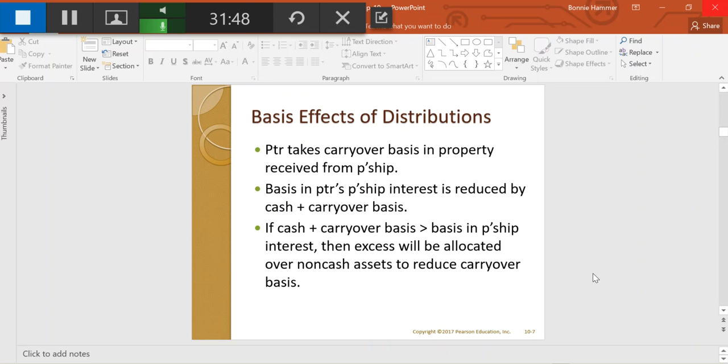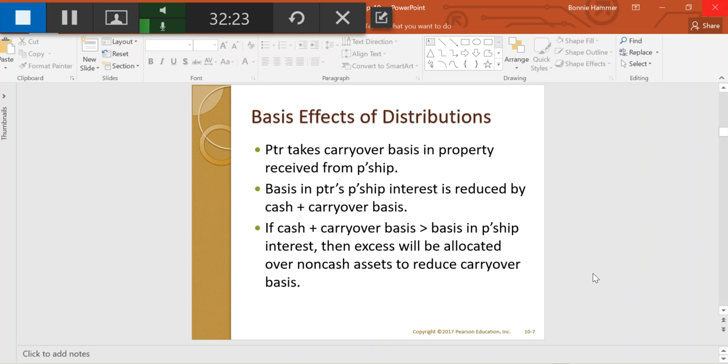They could distribute an intangible asset. And an intangible is something like a customer list or a workforce or goodwill or a trade name or a trademark or a patent. If those were distributed by the partnership, then the basis that the partner would take in that would be the basis that the partnership held in it. And then they would reduce their basis in their partnership interest by the basis of that property.